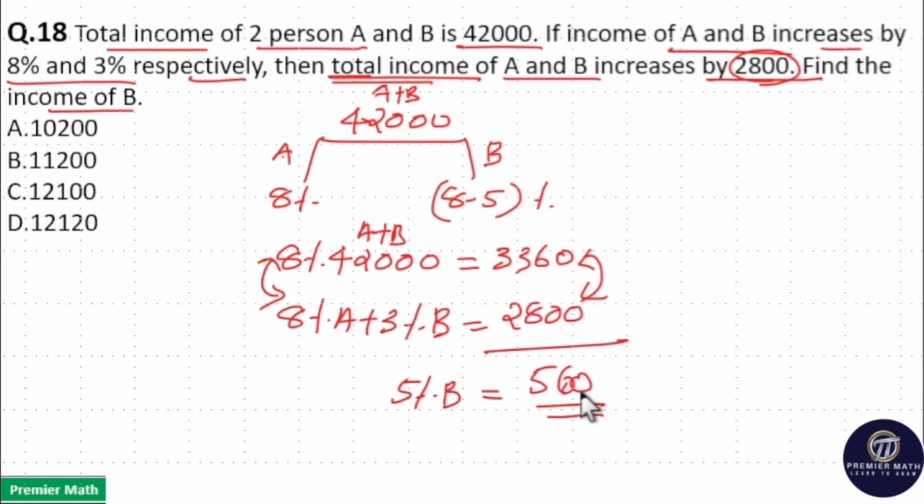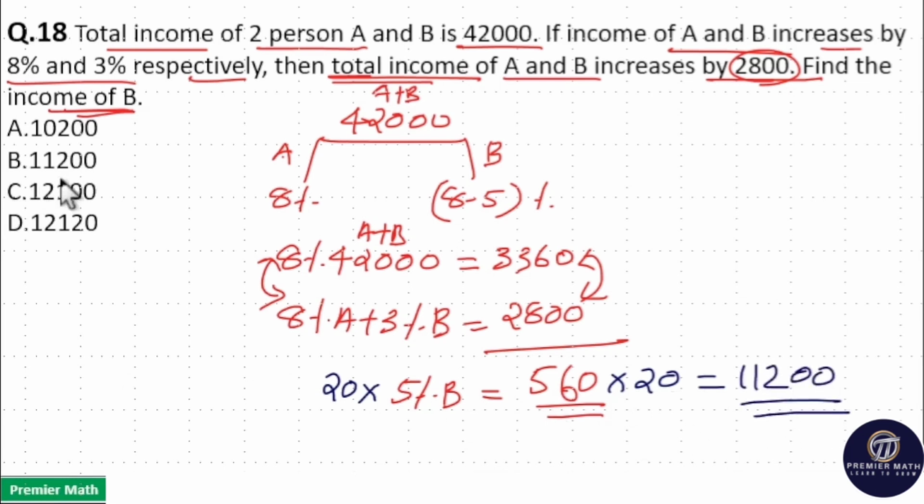So 560. 5% of B is 560 means we need 100% of B. That is, we need income of B. Income of B means 100%. So multiply it with 20. 20 into 5% is 100. So 560 into 20 is B's income, which is equal to 56 into 2 is 112. So 112,000. Option B is your answer.